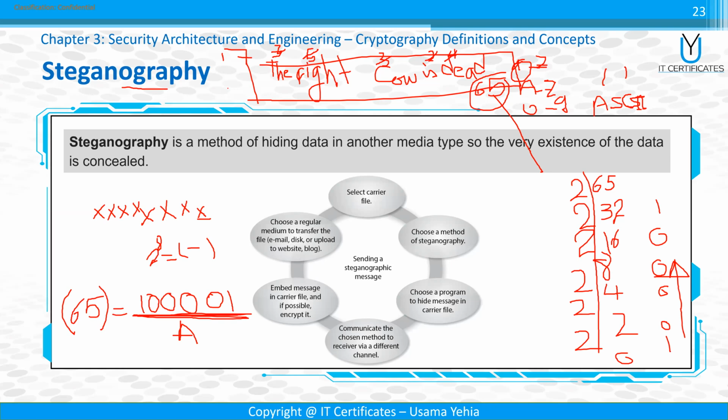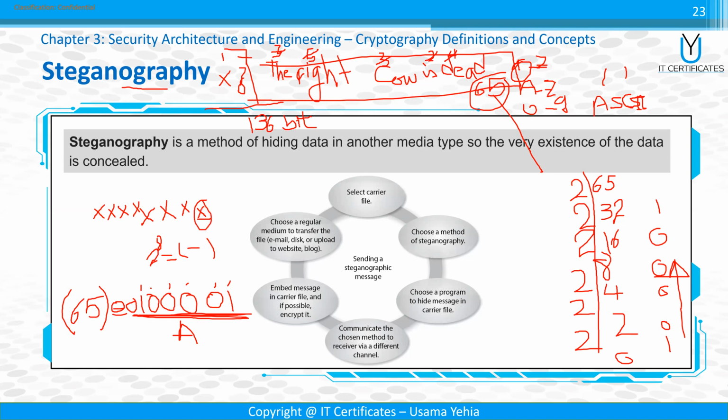Then each character will be represented in 8 bits, because you know the ASCII code is 8 bits. We have 1, 2, 3, 4, 5, 6, 7, 8. This means that if I have 17 times 8, I have 136 bits. It will be represented in 160 bits. Then each one of these will be considered as a bit.